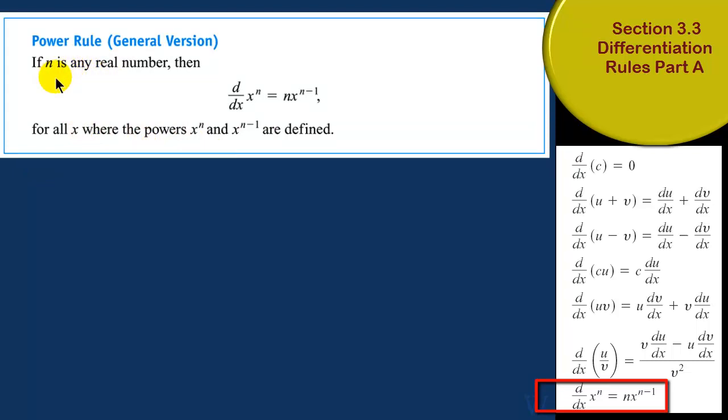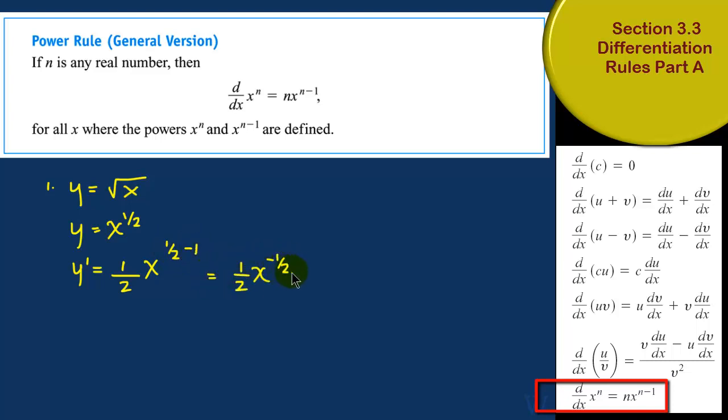In fact, if n is any real number, then the power rule still holds for the derivative of x to the n, as long as x to the n and x to the n minus 1 are defined. So let's say we have y is equal to the square root of x. If I rewrite it in exponential form, y is equal to x to the 1/2. If I take the derivative by the power rule, you bring down the power 1/2 times x to the 1/2 minus 1. So that's equal to 1/2 times x to the negative 1/2, which is equal to 1 over 2 times the square root of x.